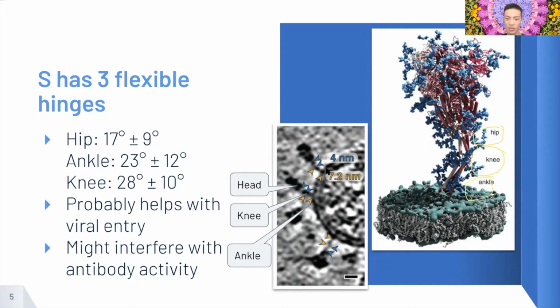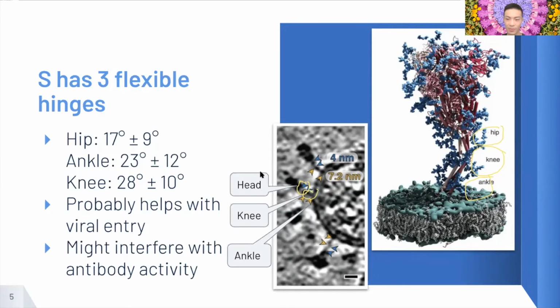You can also see this in this cryo-EM graph. These blue arrows refer to the upper leg, as the scientists called it, which goes from the knee to the head. And these orange arrows demarcate where the lower part of the leg is, from the ankle to the knee.